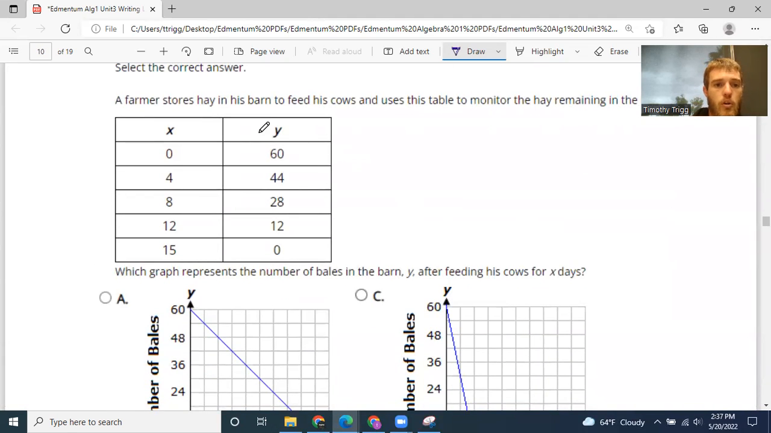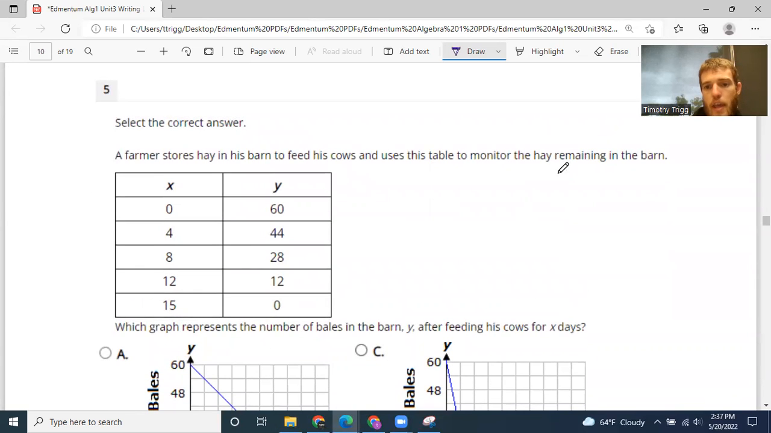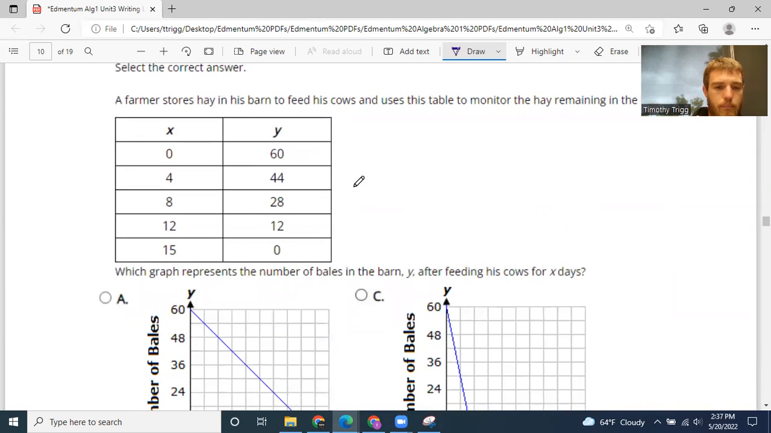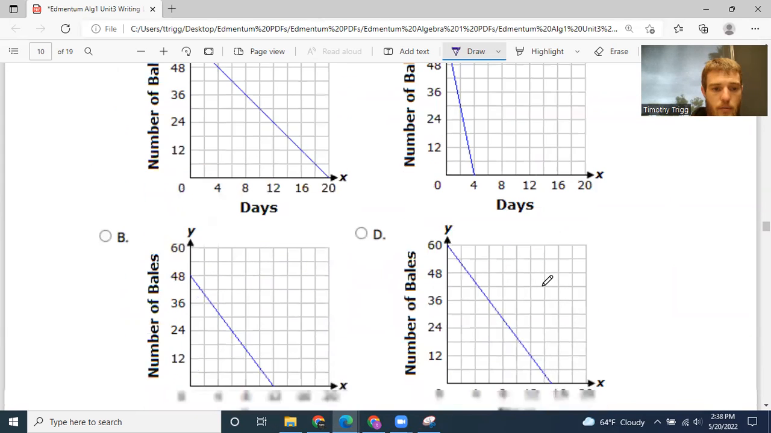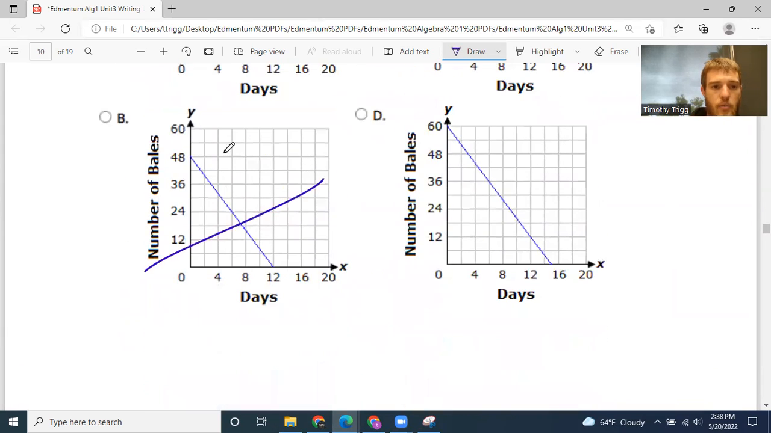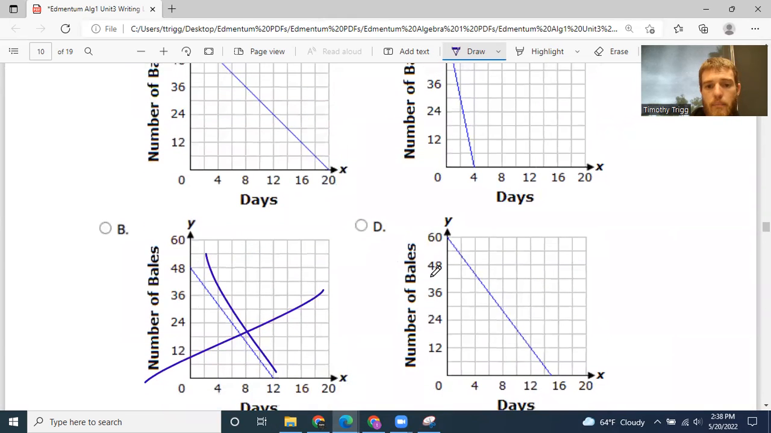A farmer stores hay in his barn to feed his cows and uses the table to monitor the hay remaining in the barn. Okay. All right, I can see my y-intercept right here. So I know my b, my y-intercept is 60. Which graph represents the number of bales in the barn after feeding his cows for x days? Okay, well, I know it's not this one because this one has the wrong y-intercept.